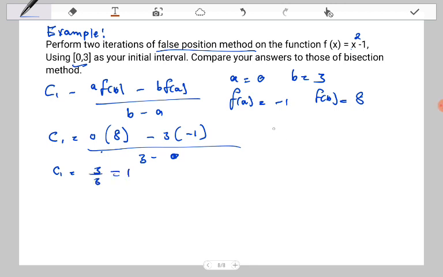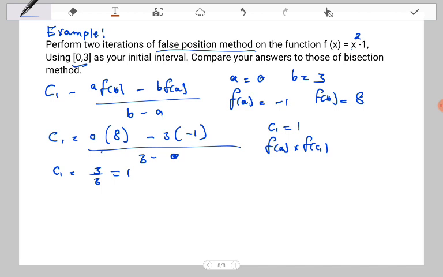Now you have to find a new interval. To find the new interval, we use the same procedure of taking f of A and multiplying it by f of C1. f of A is minus 1, and f of C1 is 1 minus 1, which is 0. So the product is not less than or greater than 0, it's equal to 0. So let's use another one.